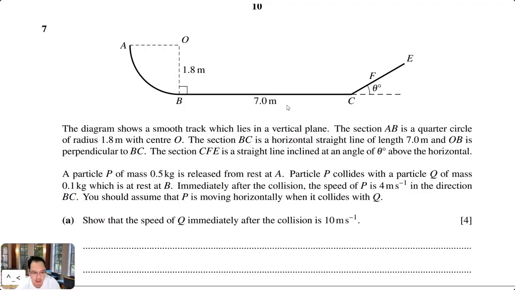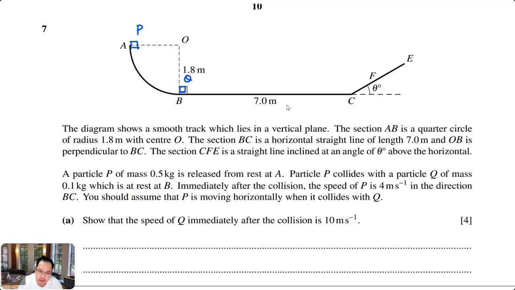A particle P of mass 0.5 kilograms is released from rest at A. Here, this is a point named B. And then this particle P collides with the particle Q of mass 0.1 kilograms, which is at rest at B. Here, another particle Q.